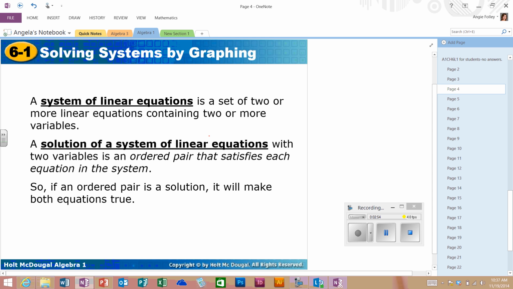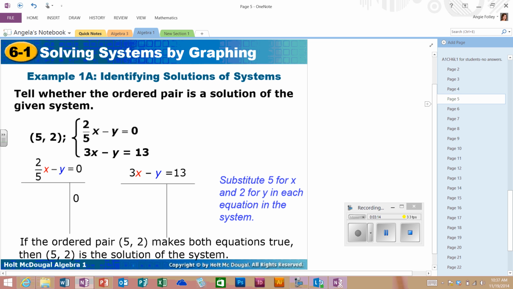The solution of a system of linear equations is an ordered pair that satisfies each equation in the system. So if an ordered pair is a solution, it has to be a solution of all the equations. Or in these cases, we're looking at just 2 equations.